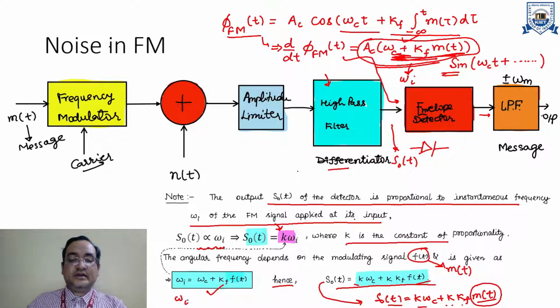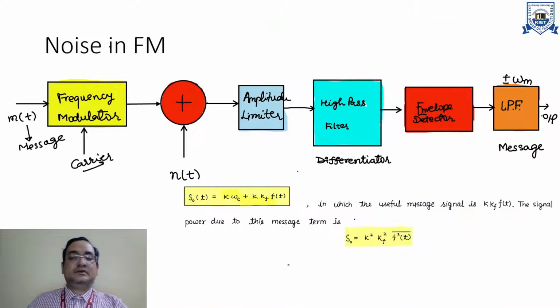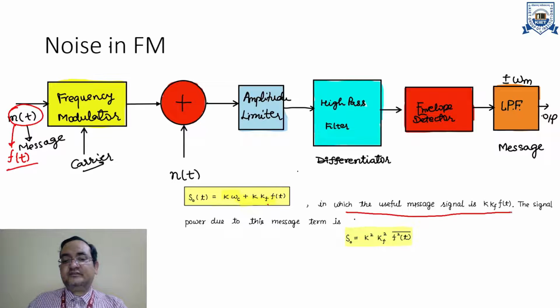Similarly, omega I, as I've already mentioned, is always equal to omega c plus kf into the message signal. Now S0(t) will be equal to k omega c plus k into kf into f(t). Let us suppose I change this m(t) to f(t) now. So S0(t) becomes k omega c plus k into kf into f(t), in which the useful message signal is k into kf into f(t). So this is your message content.